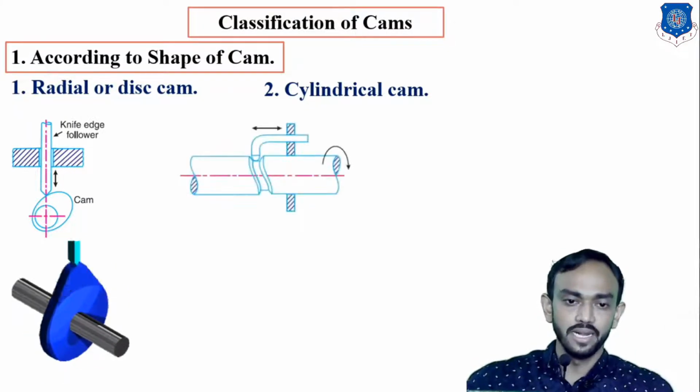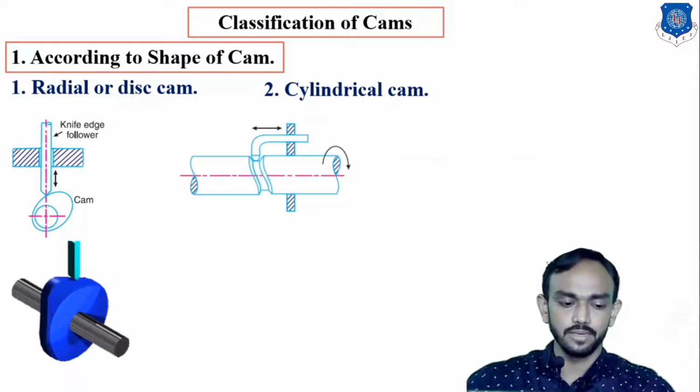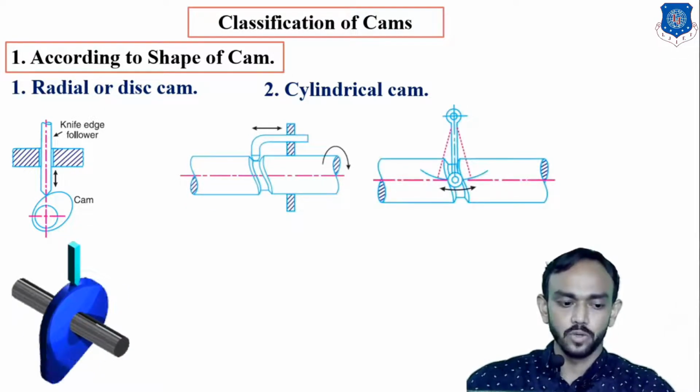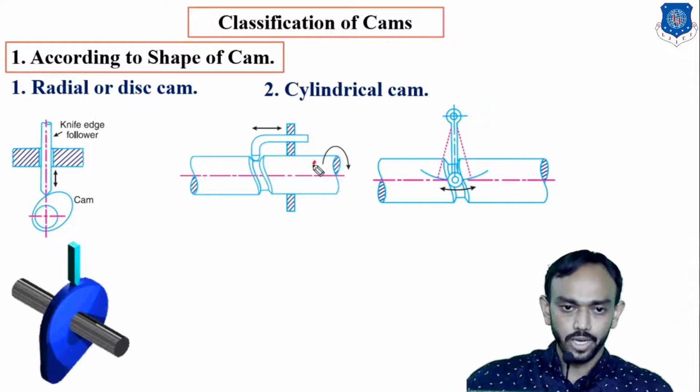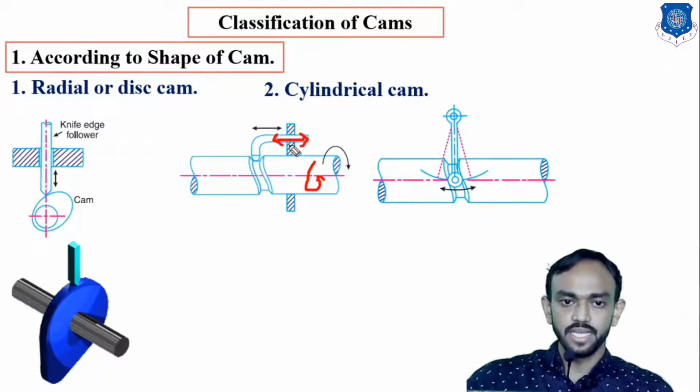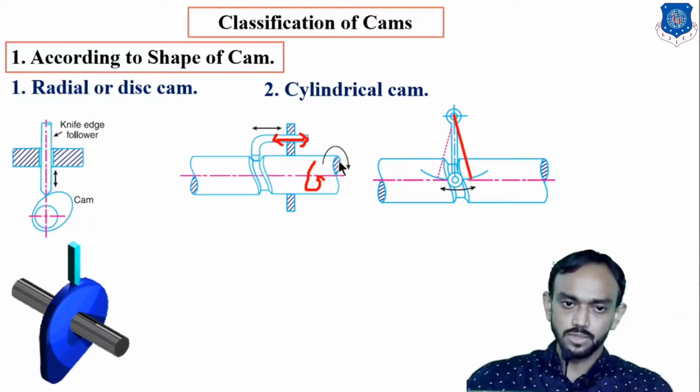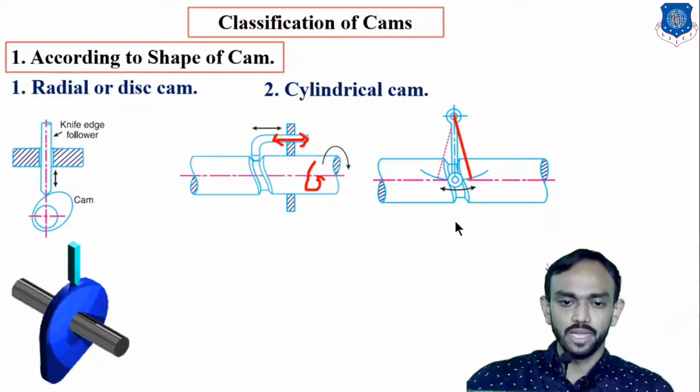But there are also cylindrical cams. In that, you can see here, with respect to the rotary motion of the cylinder, the follower will reciprocate. Or you can see oscillation is also possible. In that slot you can put this type of follower, and with respect to that the follower will oscillate. So both types of motion can be obtained by this cylindrical cam.